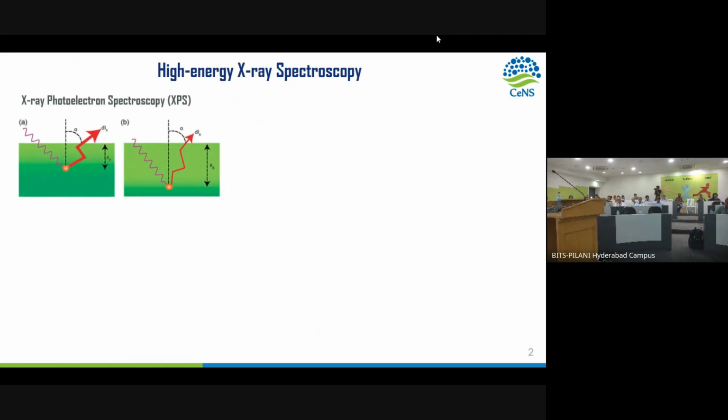As I said, we primarily use high energy X-ray spectroscopy. When we talk about X-ray spectroscopy, photoelectron spectroscopy is one of the most popular techniques. In the case of XPS, we know that it is highly surface sensitive. That is because when you shine a photon, that photon can go really deep into the material, but the photoelectron which comes out of the system is only from a couple of nanometers of thickness. That's how you probe primarily the surface property of the system. But if you change the photon energy, you can change the mean free path of the photoelectron and you can probe different depths of the system.